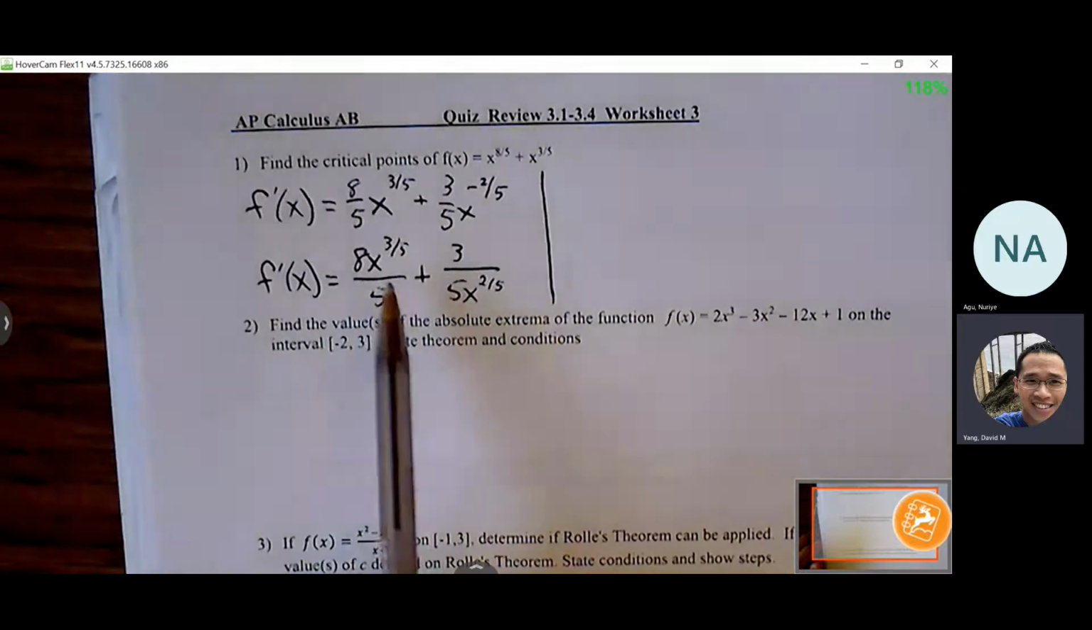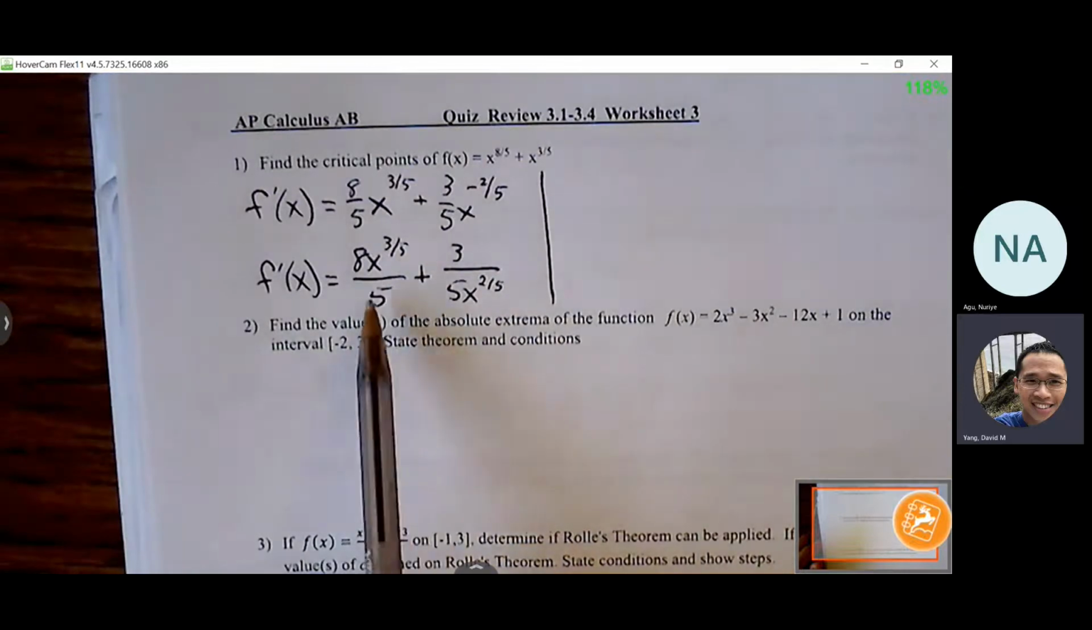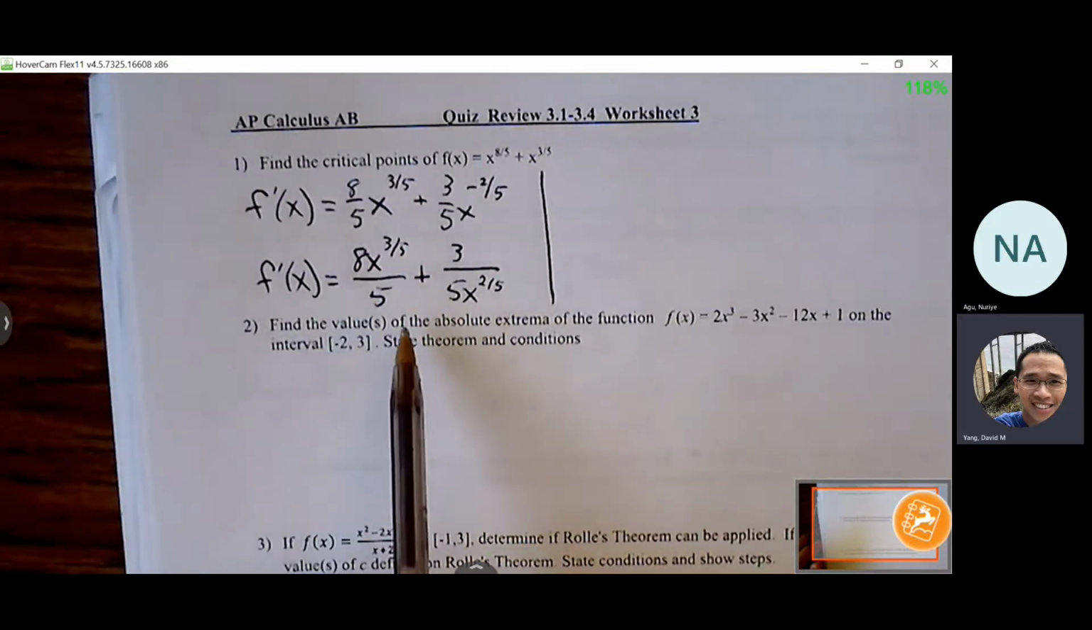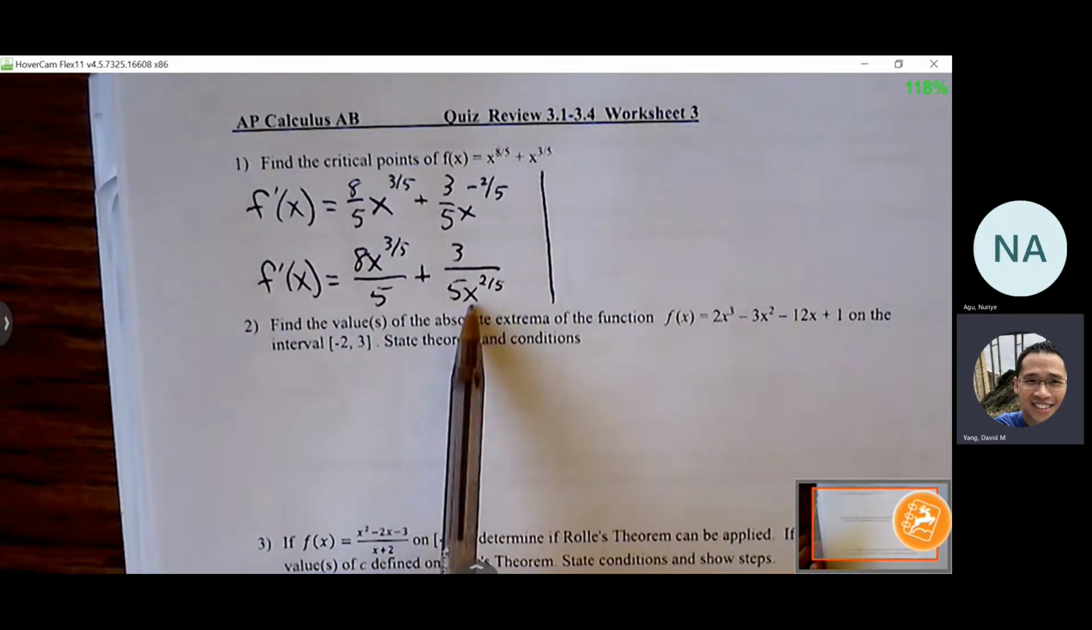Okay, so we want to be able to set the numerator and denominator equal to 0 separately, but before we can do that, we got to push this together to be one fraction, right? So here's our common denominator, 5x^2/5.